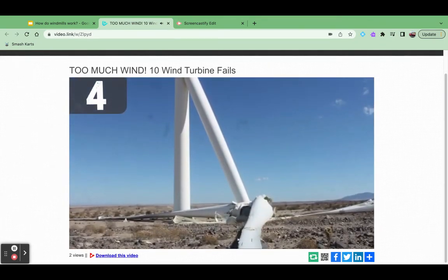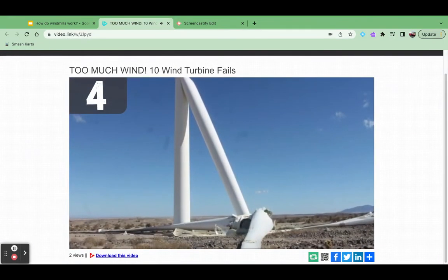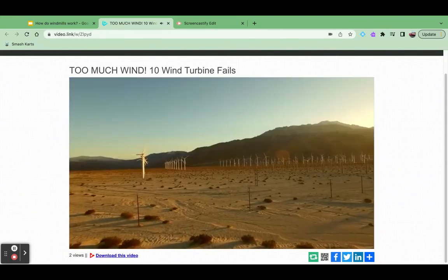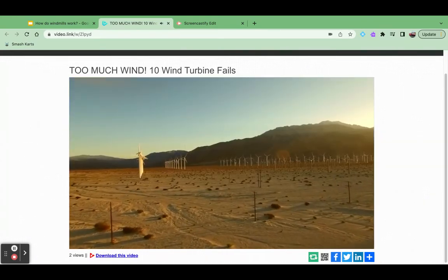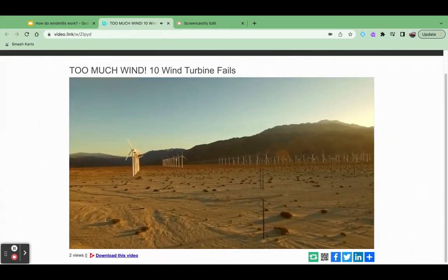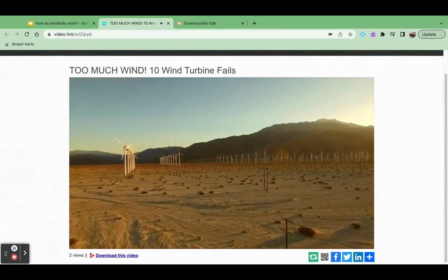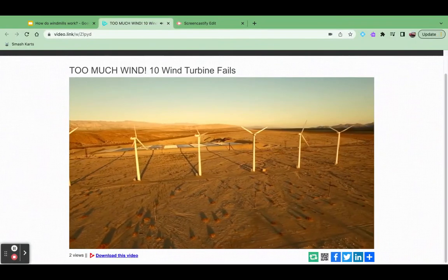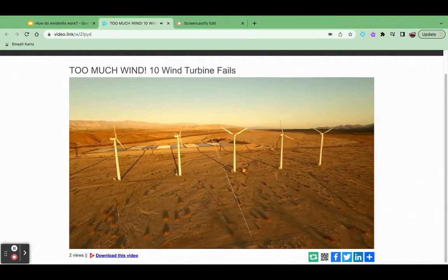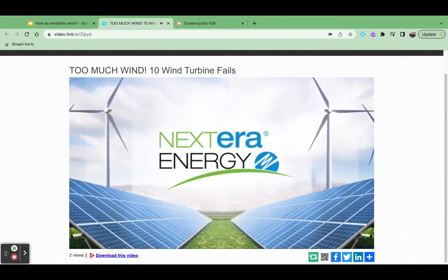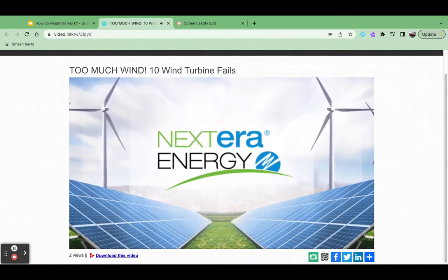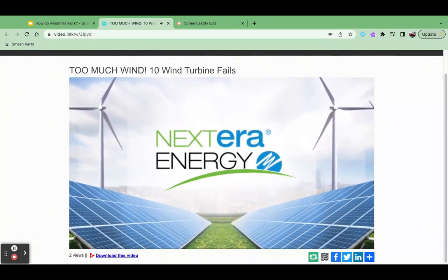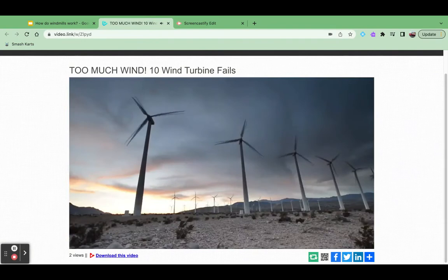Number 4. The unexplained turbine crash of North Palm Springs. A massive wind turbine in North Palm Springs caused concern when it crashed to the ground on May 1, 2009. The turbine, which stood at 200 feet tall, belonged to NextEra Energy. NextEra Energy is based in Florida, and they operate more than 8,000 turbines all across the United States and Canada. So they were quick to investigate the cause of this failure.